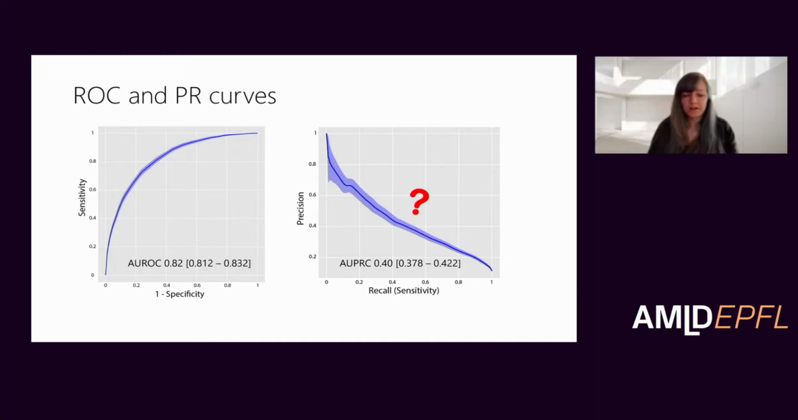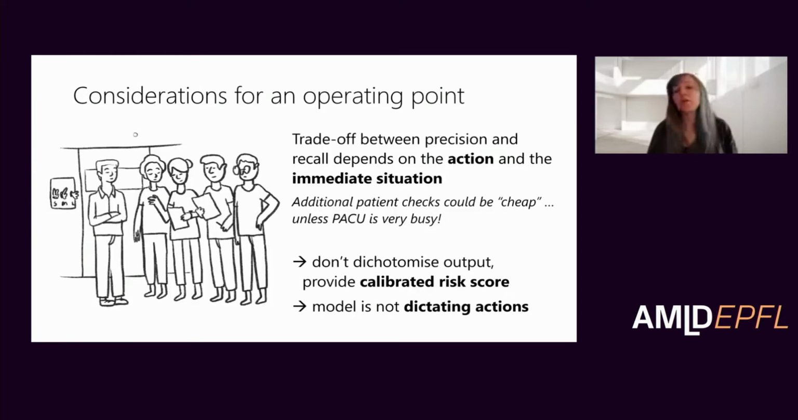So if we want to pick our operating point now, where is the trade-off? Where do we want to go? We know that the trade-off between precision and recall generally depends on sort of the cost of a missed case, as well as what sort of action we're incurring. So if I'm unnecessarily suggesting that a patient be treated, this can be quite harmful.